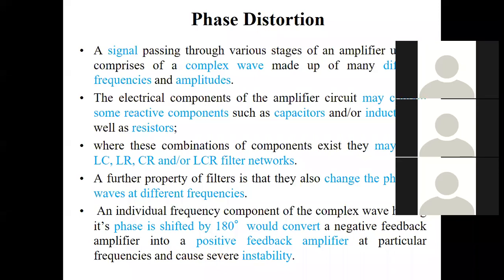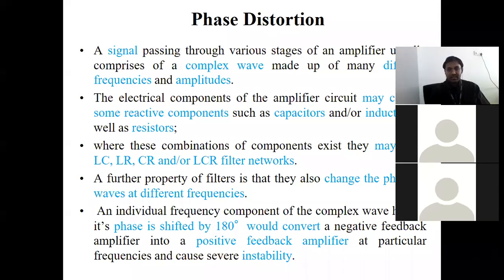In the previous class, we were discussing distortions, and the three types of distortions were amplitude distortion, frequency distortion and phase distortion. In the previous class, we have discussed amplitude and frequency distortion. Today, we will discuss phase distortion.